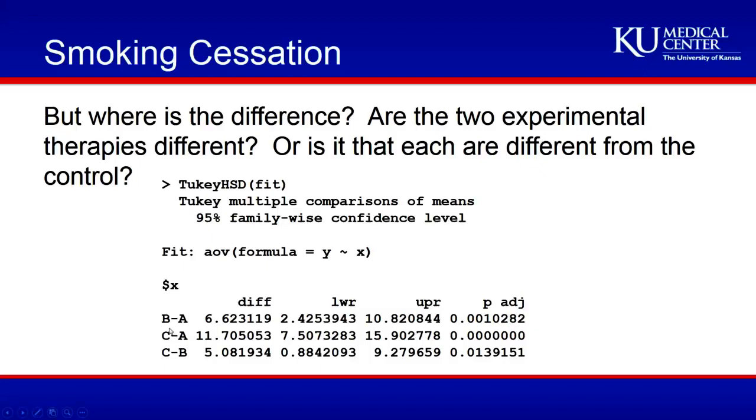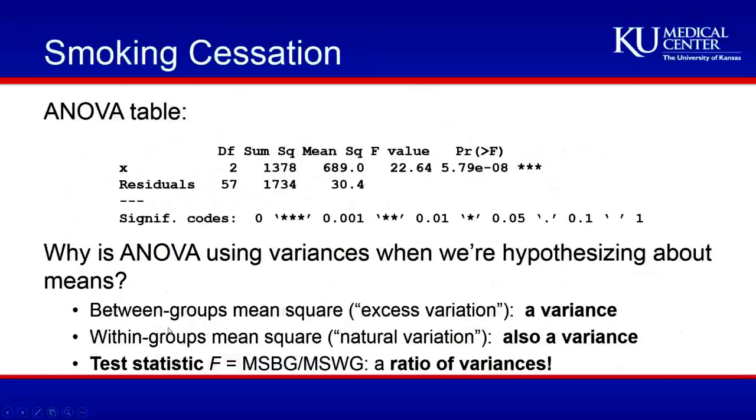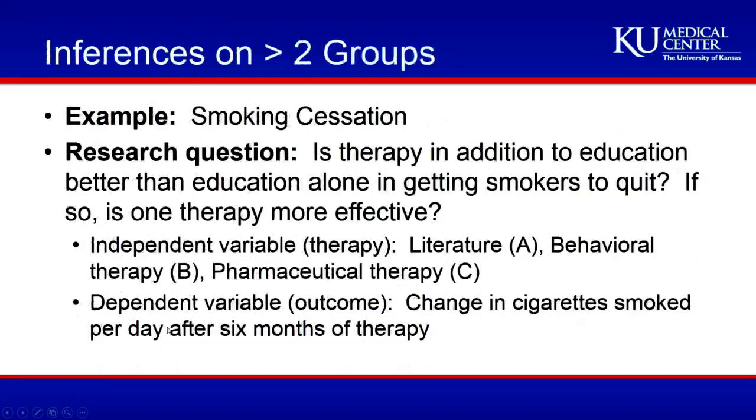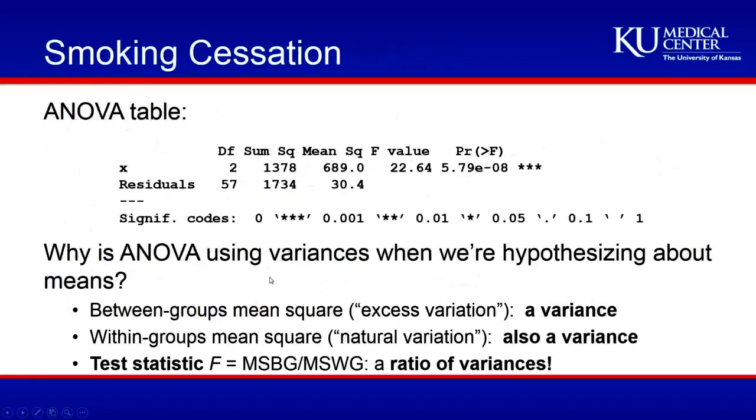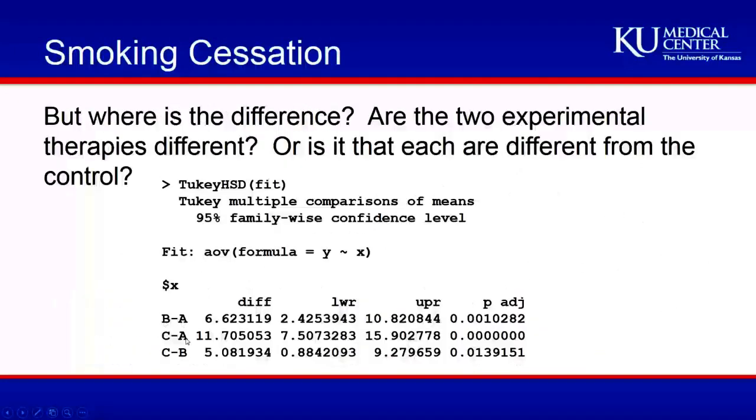So I can see here, I can't remember now, A I think was the standard. Is that true? A was literature, B was behavioral, and C was pharmaceutical therapy. So if I go back to this information, I can see all those pairwise comparisons, A versus B, A versus C. So this is like experimental therapy 1 versus standard of care, experimental therapy 2 versus standard of care, and then is there a difference in the two experimental therapies?